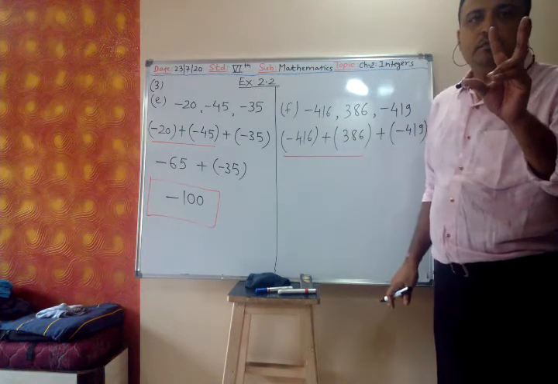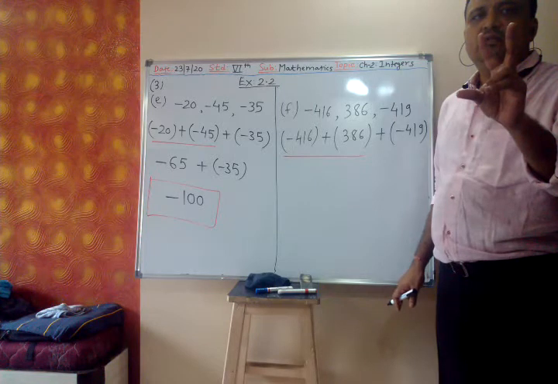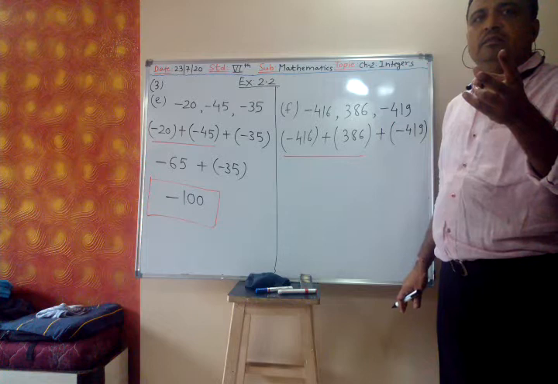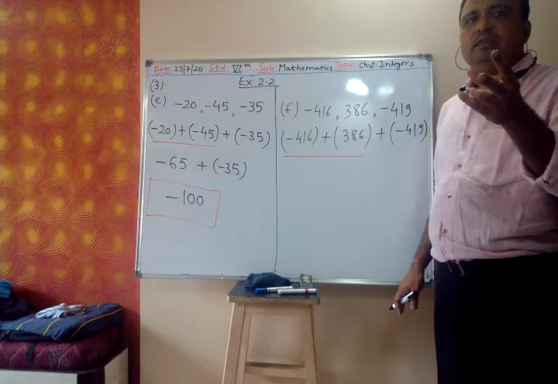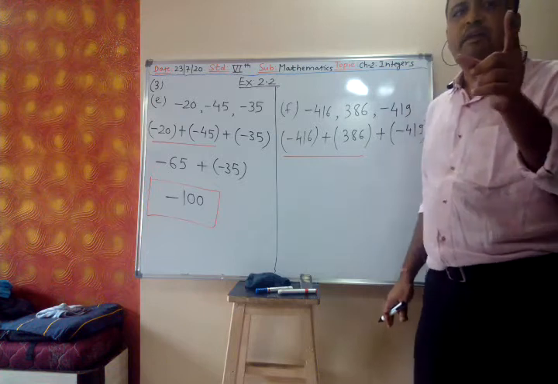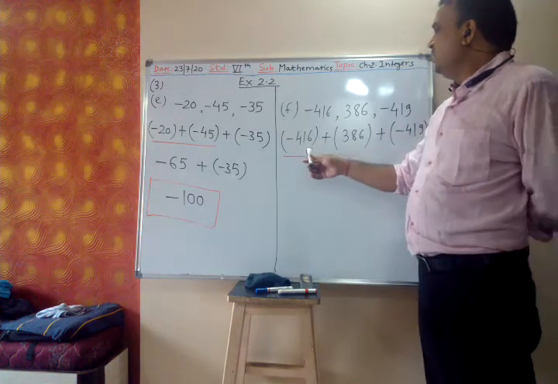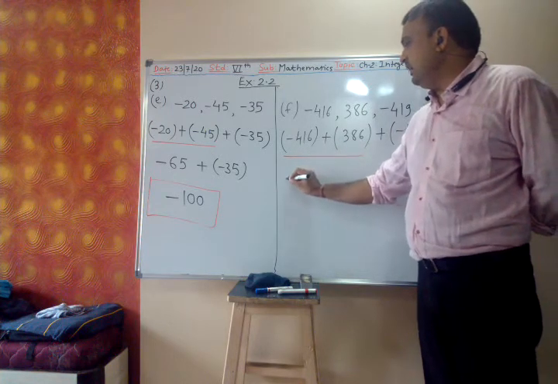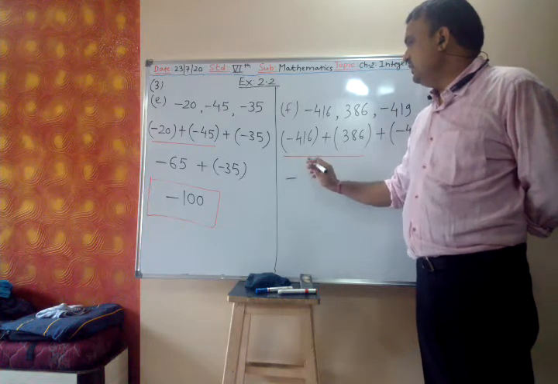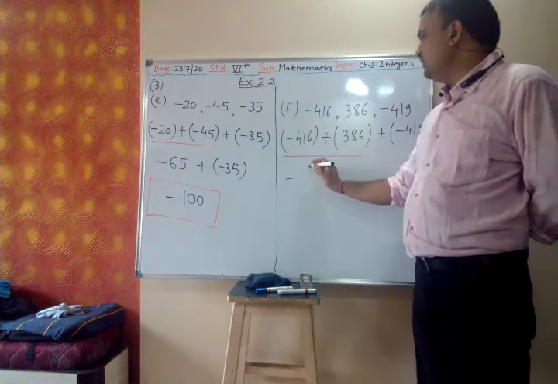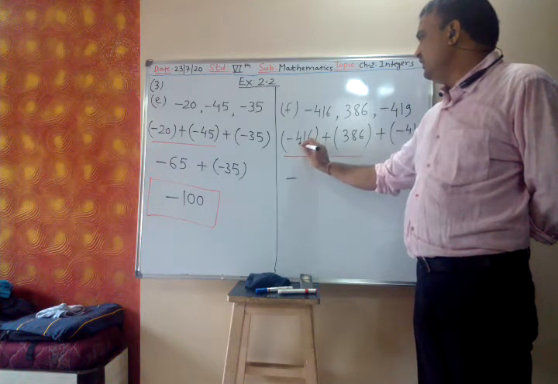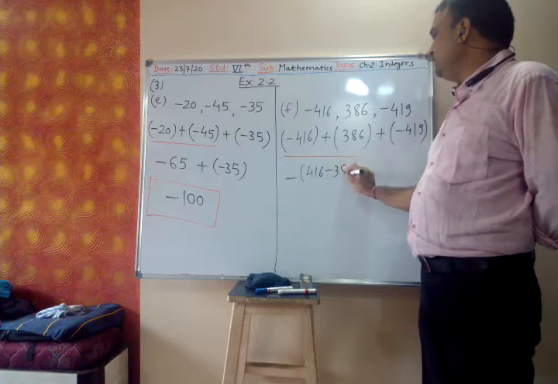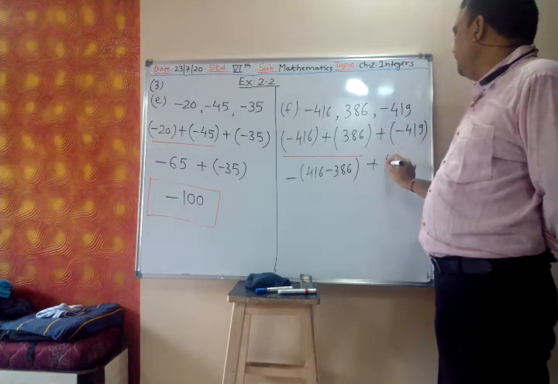Minus and plus, they have opposite signs. So I will subtract. Out of these two numbers, which is bigger? 416. I will take the sign of that, minus. Now subtract the numbers: 416 minus 386. We have to subtract the numbers. Then plus minus 419.